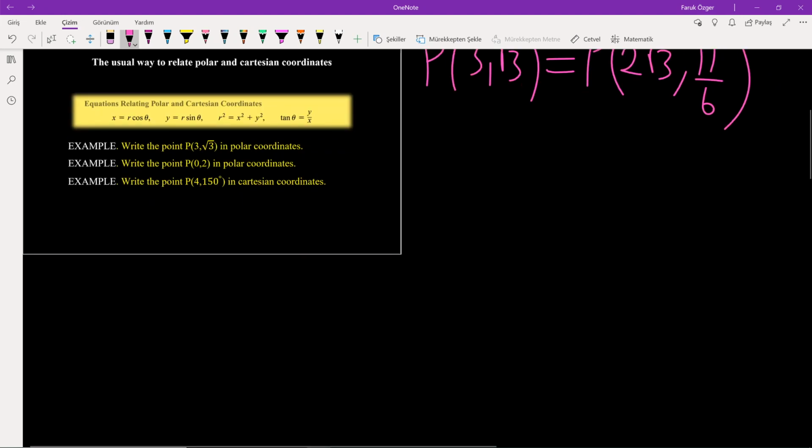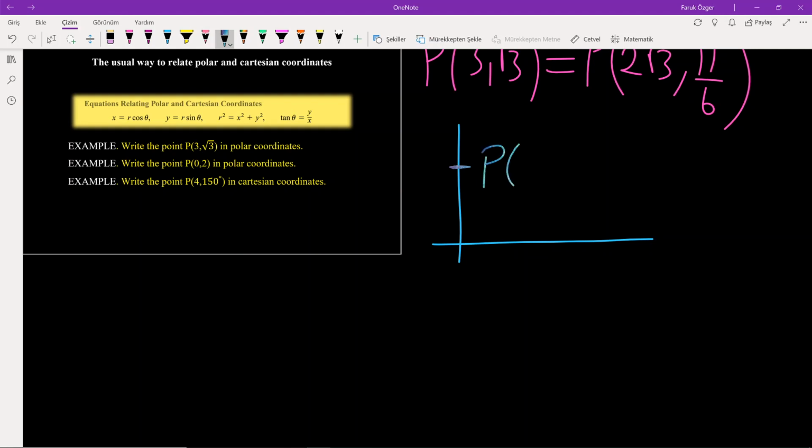Let's look at question 2. We have a simple point here. Let me describe this point. 0 units to the right, it means we stay at the origin, and 2 units up. This is the point P, (0, 2). And we want to convert this point to polar coordinates.